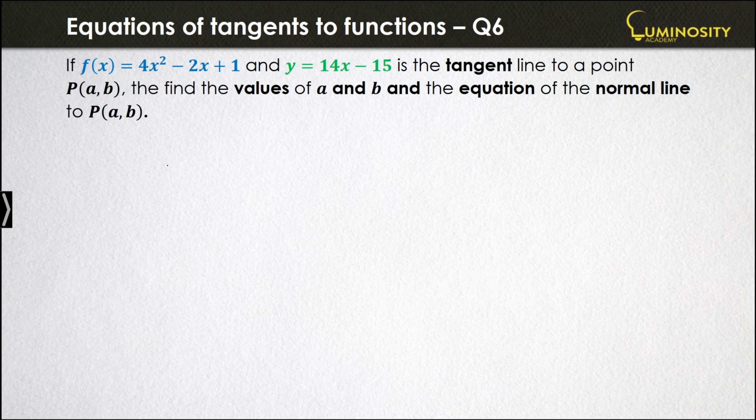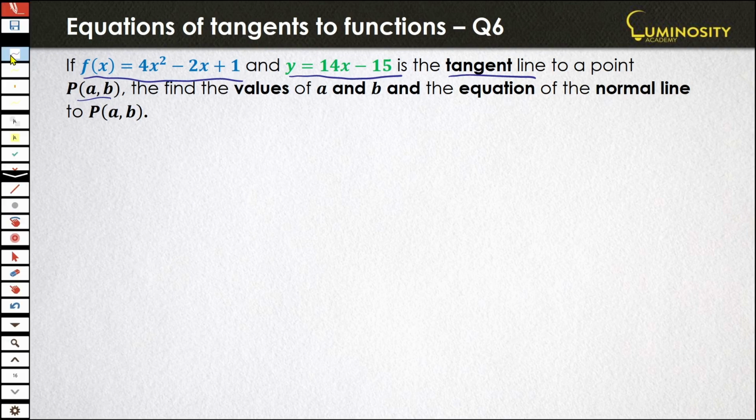Let's have a look at question 6. We're given the function f of x is this quadratic function, 4x squared minus 2x plus 1. And we're given that y equals 14x minus 15 is the tangent line to the point P(a, b). Then we want to find the values of a and b and the equation of the normal line to P. Okay, so two things we need to do here.